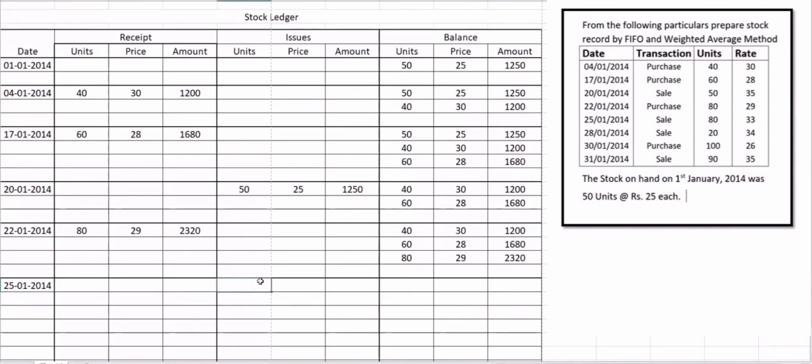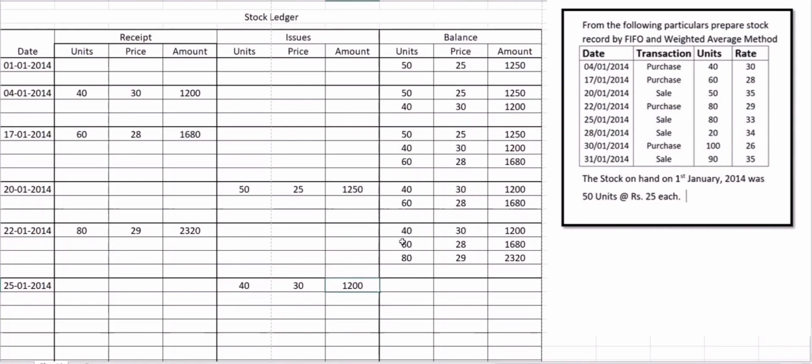Now, do we have 80 units in the first lot? We are having 3 lots of units. Do we have 80 units in the first lot? No. So whatever units we are having in the first lot, we will make empty first. So here 40 units at the rate 30, the cost of the same is 1200. They have asked for 80 units. How many units have we given them? We have given 40 units. 40 more units we are required to give.